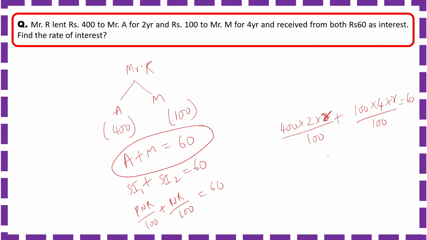Calculate this, you'll get R as 60 by 12, that is equal to 5. So R is 5%. The rate of interest at which R lent to Mr. A and M is 5%.